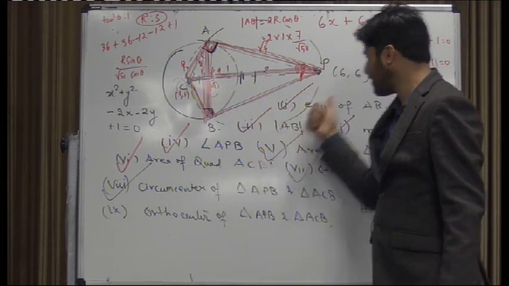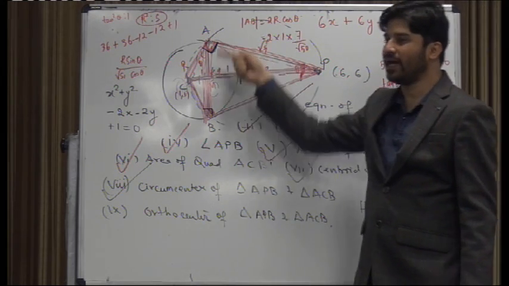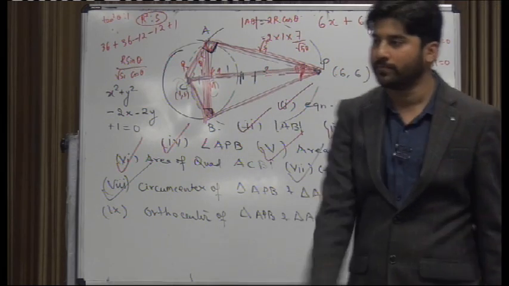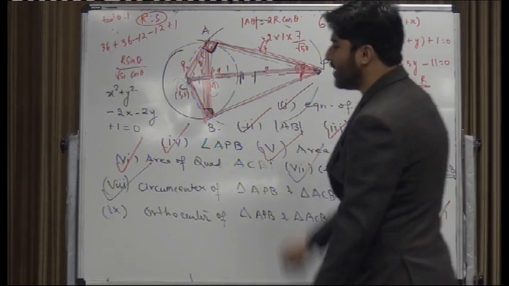See, the first part was you have to find the equation of AB. I know this is my chord of contact. I'll simply use T = 0 because this is my pole. Clear? Second part, you have to find my mod AB.